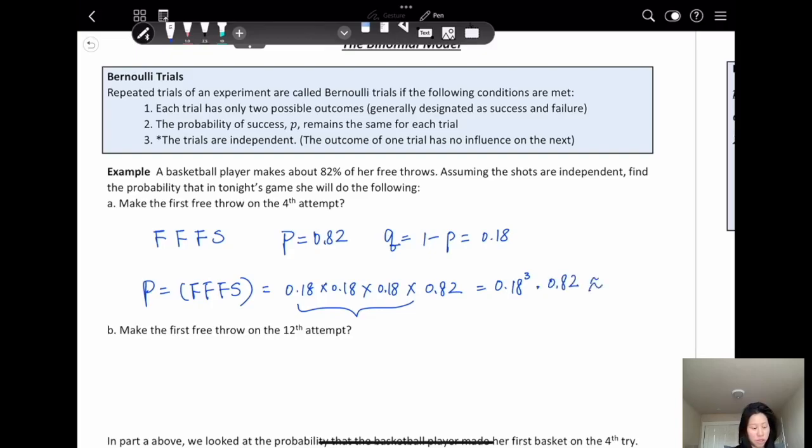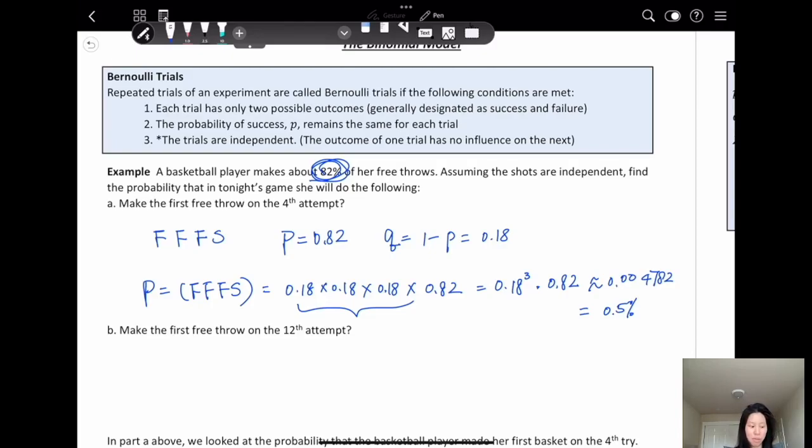Use a calculator and you will get 0.782%, which means what? Really unlikely, right? Because look at her success rate. It's 82%. She should have done it. Maybe she already made her first throw on the first attempt because she has a really high success rate.